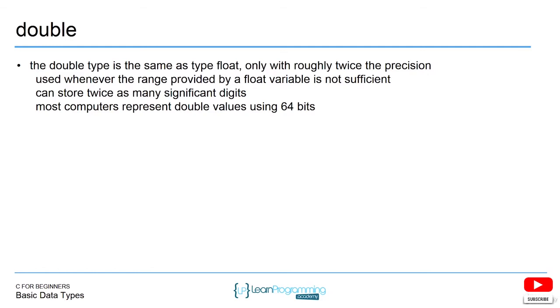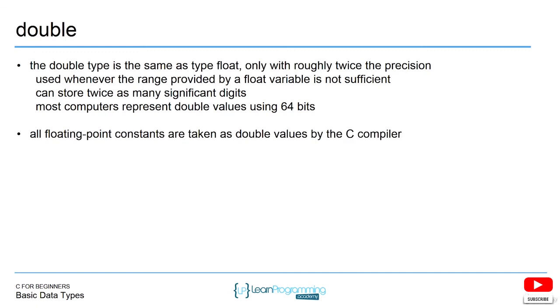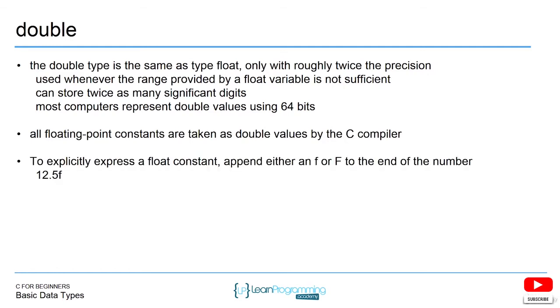So most computers represent a double value using 64 bits, which is 8 bytes. Floats are usually 4. Doubles are 8. I might have misspoke there. And that just means you can store more data. And the way that you would create the variable is you would say the double keyword before naming the variable. All floating point constants are taken as double values by the C compiler. So that's by default. If you specifically want to make something a float, you just add an F at the end of it when you assign it. So to explicitly express a float constant, just put that F there, 12.f.